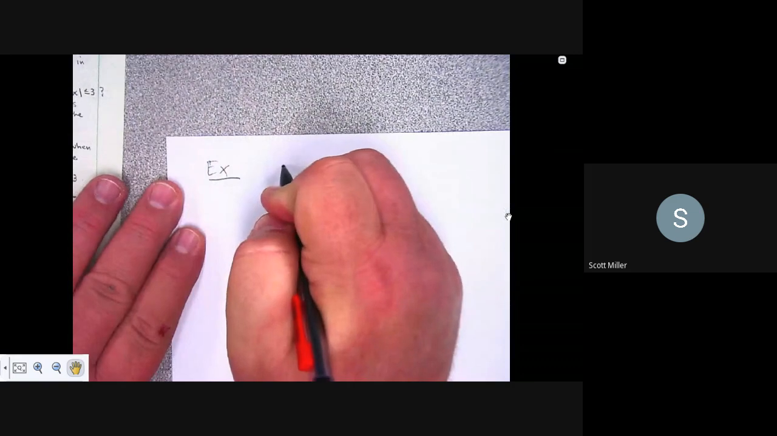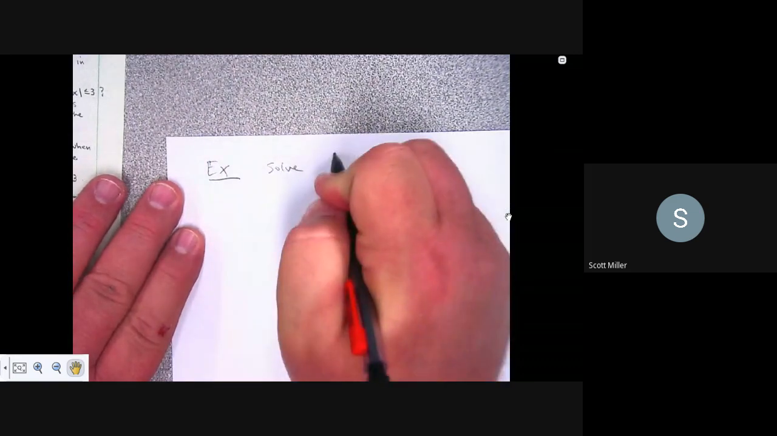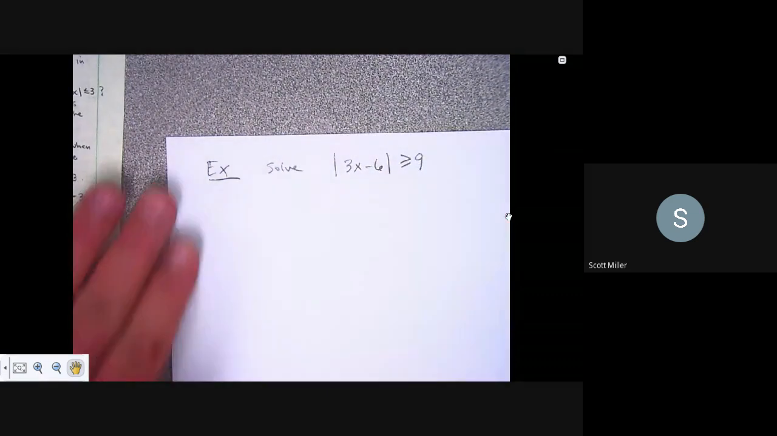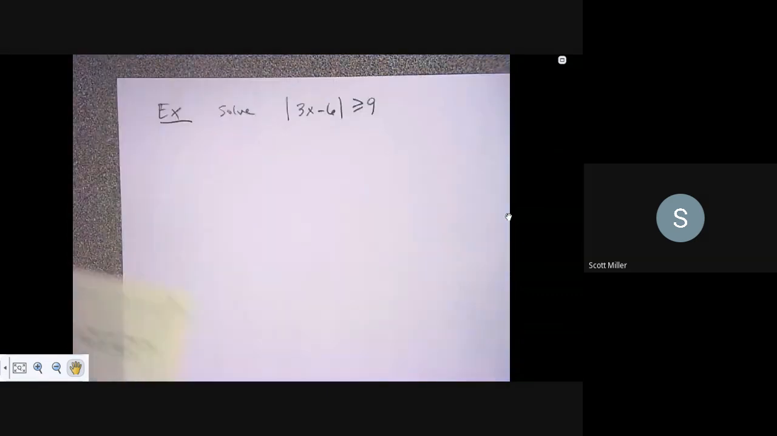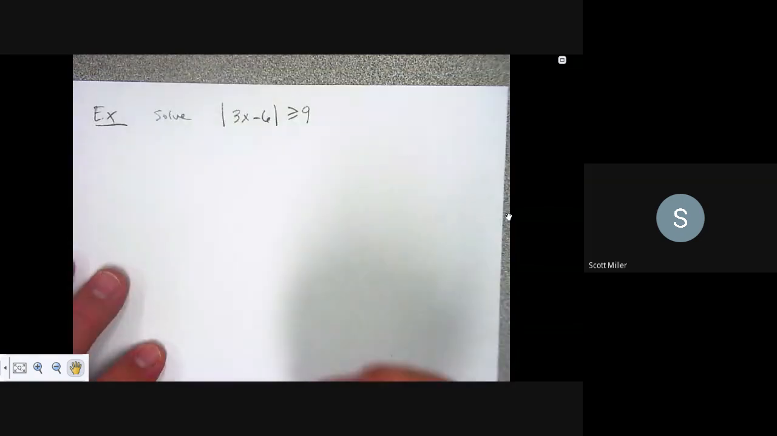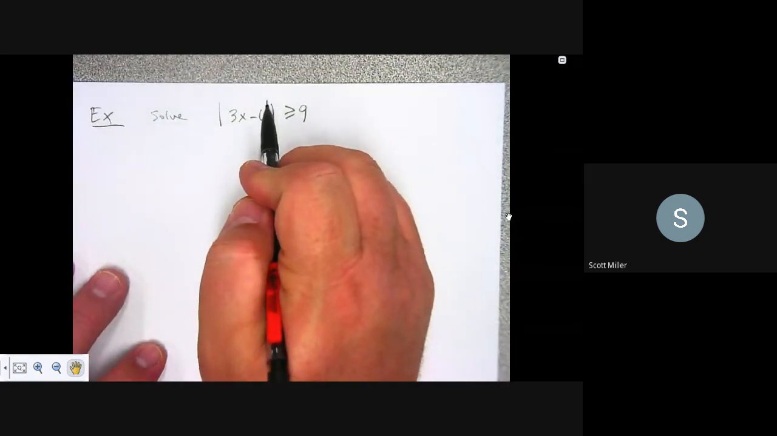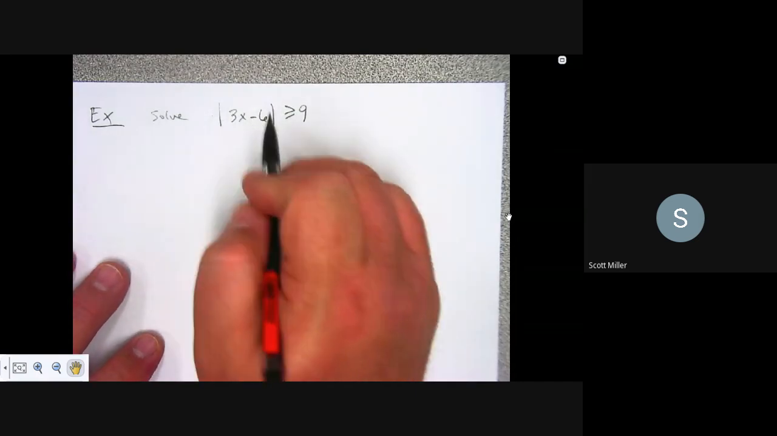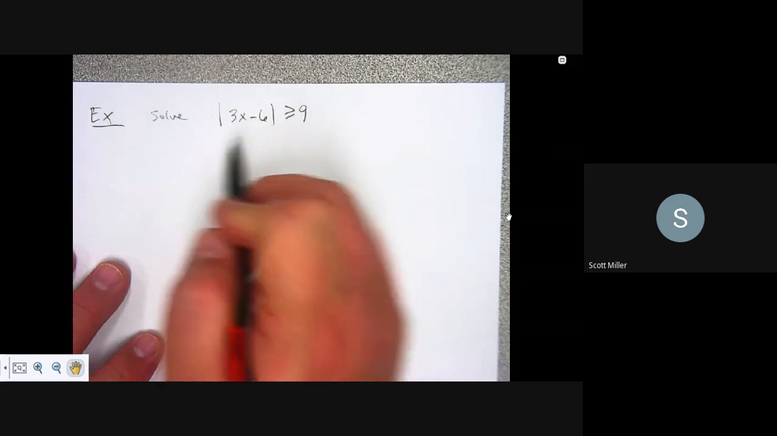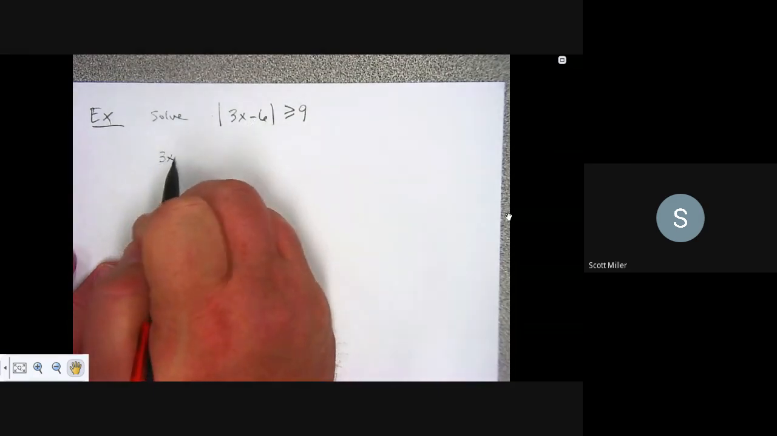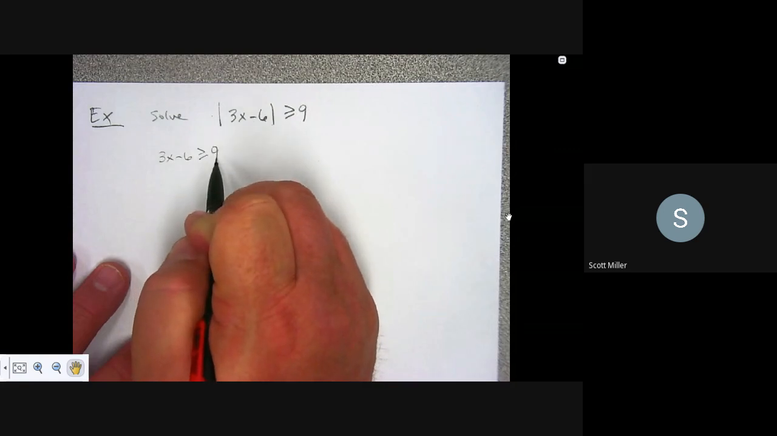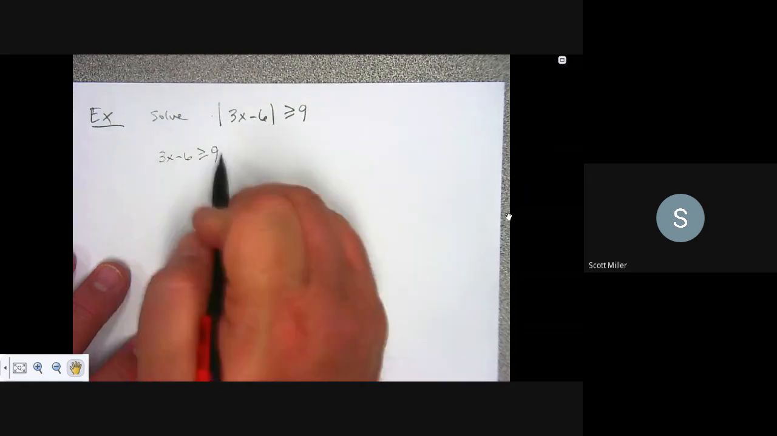We're going to do the absolute value of 3x minus 6 is greater than or equal to 9. Okay? So remember, we want to isolate the absolute value expression, which in this case is already done. There is no number being multiplied or added or subtracted in this thing, so we're good right here. So we're going to write this value, 3x minus 6, is greater than or equal to 9. Okay, so we just drop the absolute values, write it as you see it.